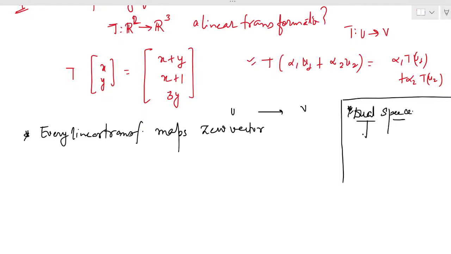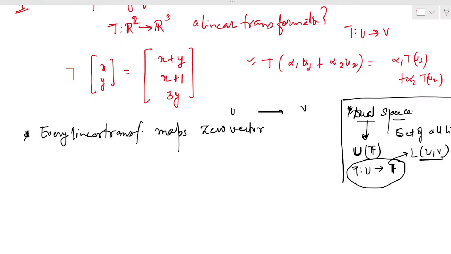So remember what a dual space is, because I'm addressing a doubt here. The student has asked whether the one-dimensional real number space has a dual space. Indeed it will, because always remember, if U is a vector space over a field F, and I define the set of all linear operators from U to F, where F is the field over which U is defined, this particular space is called the dual space.